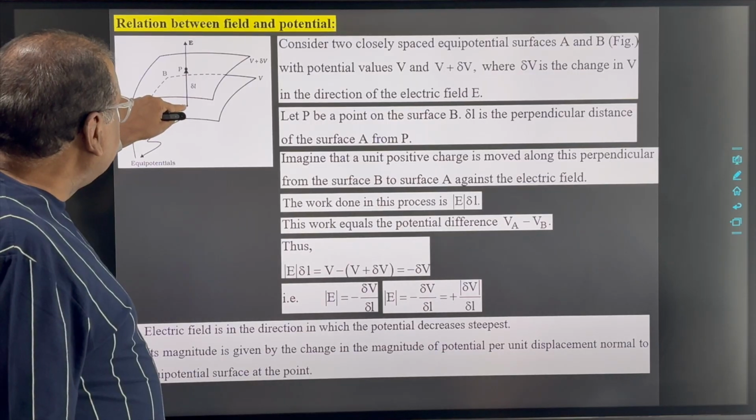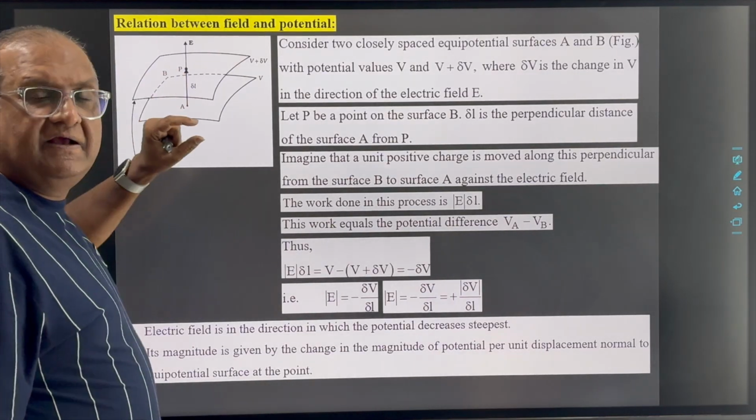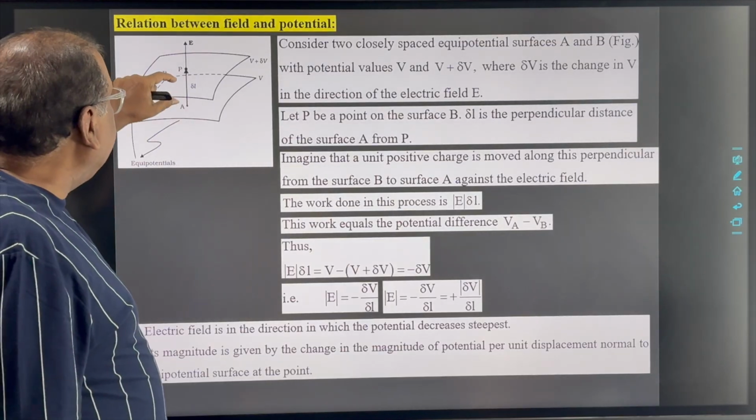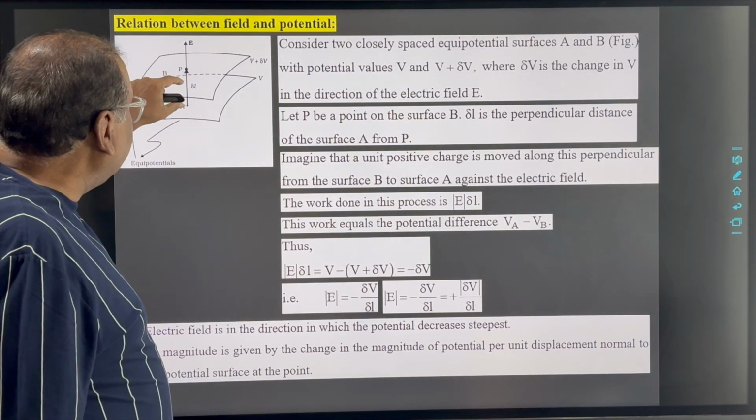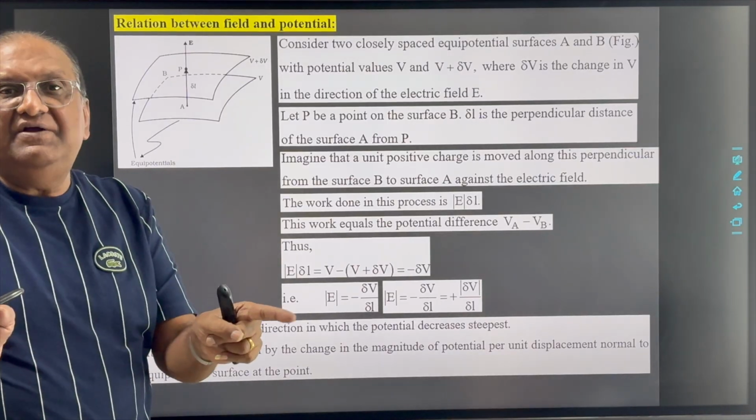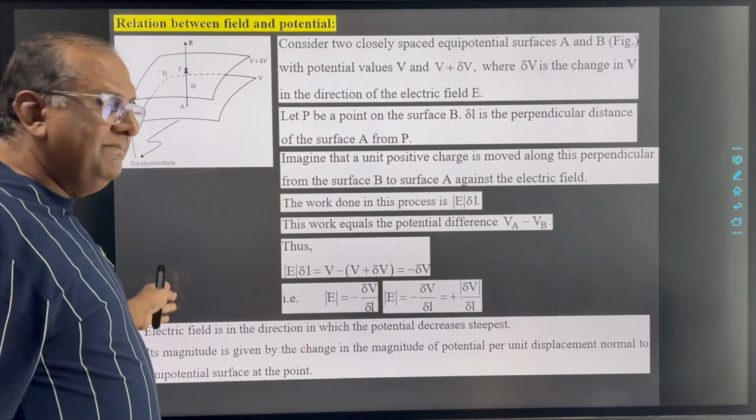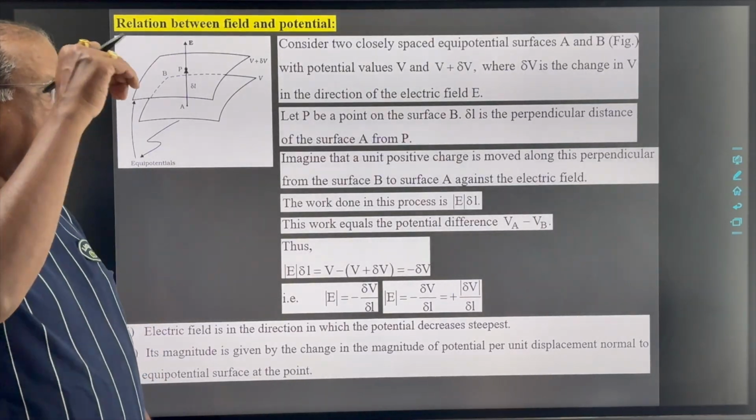So perpendicular to this equipotential surface, if we take the unit displacement, then per that unit displacement, whatever is the potential difference, that will give you the magnitude of electric field. Clear to all of you? Now see, in the previous theory we discussed the relationship between electric field and electric potential. If the electric field is uniform, then simply we can write E equal to V by D or V by R.